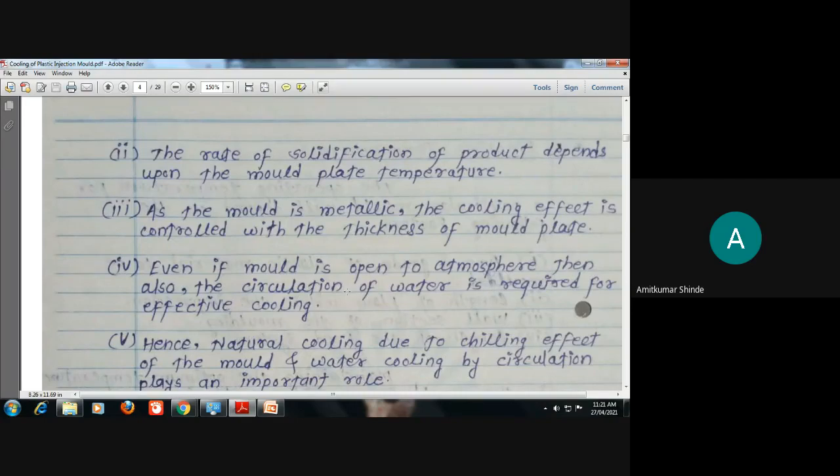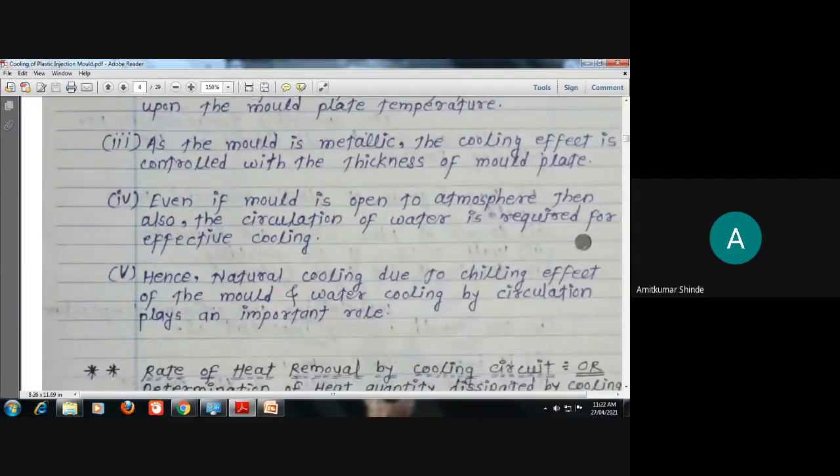And when the water is circulated by providing different channels in the mold plate, it will come under the artificial cooling. Why are we providing this external cooling or artificial cooling? To reduce the cycle time. And as we are reducing the cycle time, faster solidification will occur and we will end up with a better quality product. That is our aim. So this part is completed here.